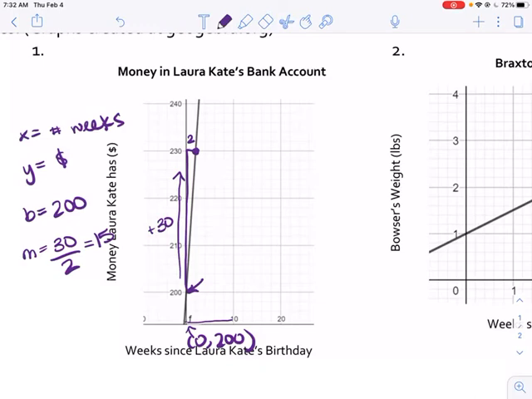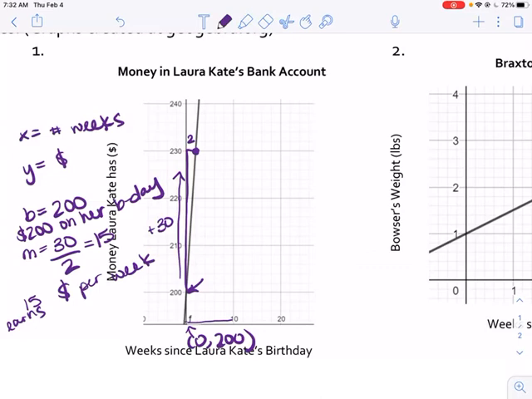Now let's go ahead and interpret those. That 200 means that she has $200. It says 0 weeks after her birthday, so on her birthday. And that 15, remember we're going to do 15 y per x because it's change in y over change in x, and my y is money, so dollars, $15 per week. And it is positive, so that means she earns $15 per week.